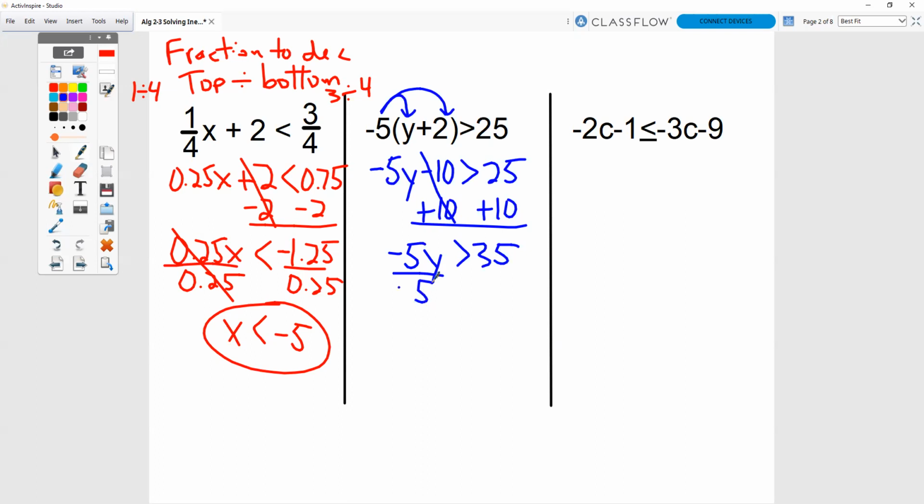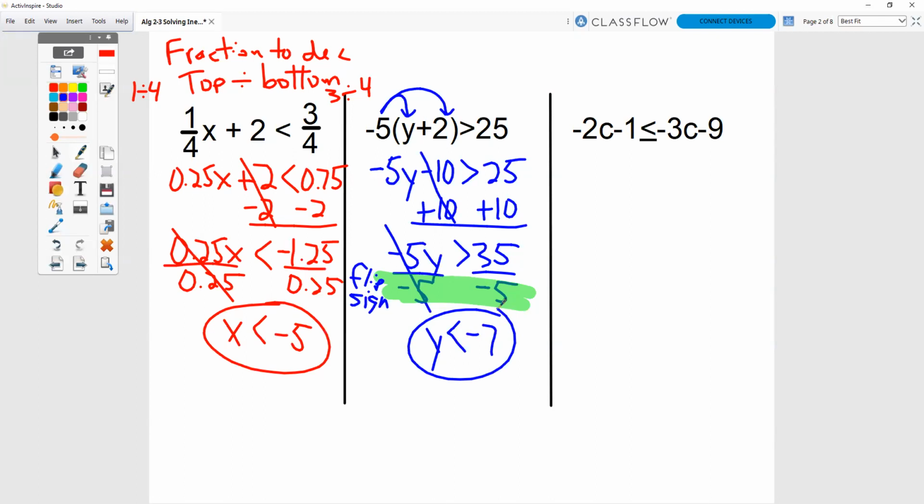Divide by negative 5 and by negative 5. Be very, very careful here. Your bottom number is negative. If your bottom number is negative, we have to flip the sign. That bottom number is negative. We're dividing by negative 5. So this greater than symbol is going to become a less than symbol. Top divided by bottom, 35 divided by negative 5 is negative 7.